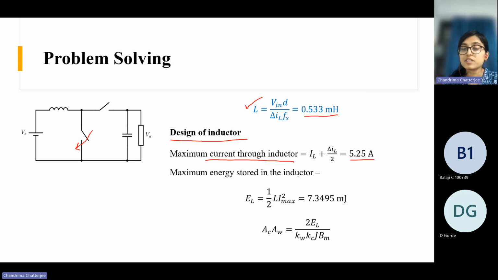So the maximum energy stored in the inductor is half L I max square. So this is 7.34 millijoule. Now we can find out the area product. To find some core from the data sheet, we need the area product, right? So area product formula is this, where this is the window utilization factor, this is the crest factor, this is the current density, and this is the flux density. This formula we saw in the beginning.